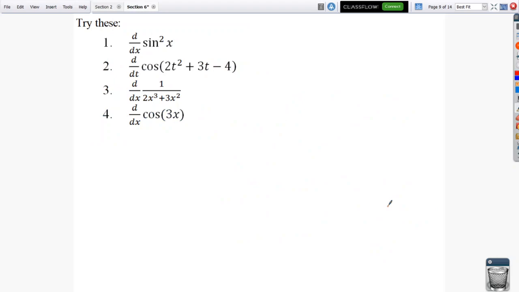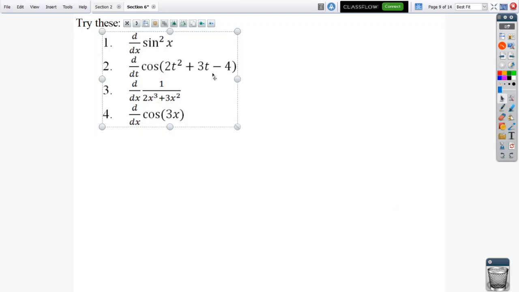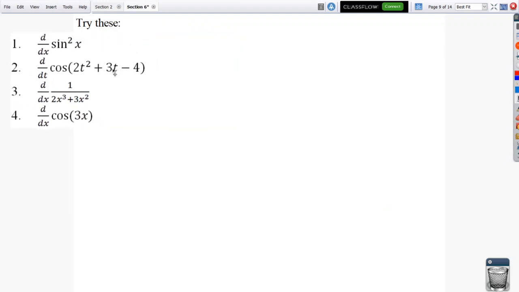Here are 4 derivative problems that we want to do. All of them are chain rule problems. Move them all over to the side just so that they're not messing with stuff. I'm just going to run through these. Hopefully you guys can keep up with me. We're talking about the derivative of sine squared of x.